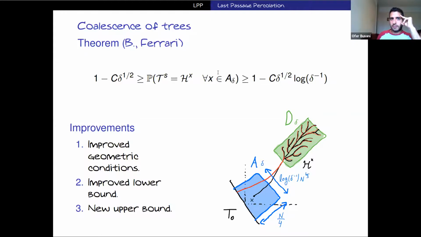So now the geometric conditions are optimal in a sense, and they're different. They're improved. So that's one thing. The other thing is the improved lower bound. Before we had 3/8, now we have delta 1/2 with this logarithmic correction. And finally, and quite importantly, there's the upper bound, which had been a bit elusive in the previous work.